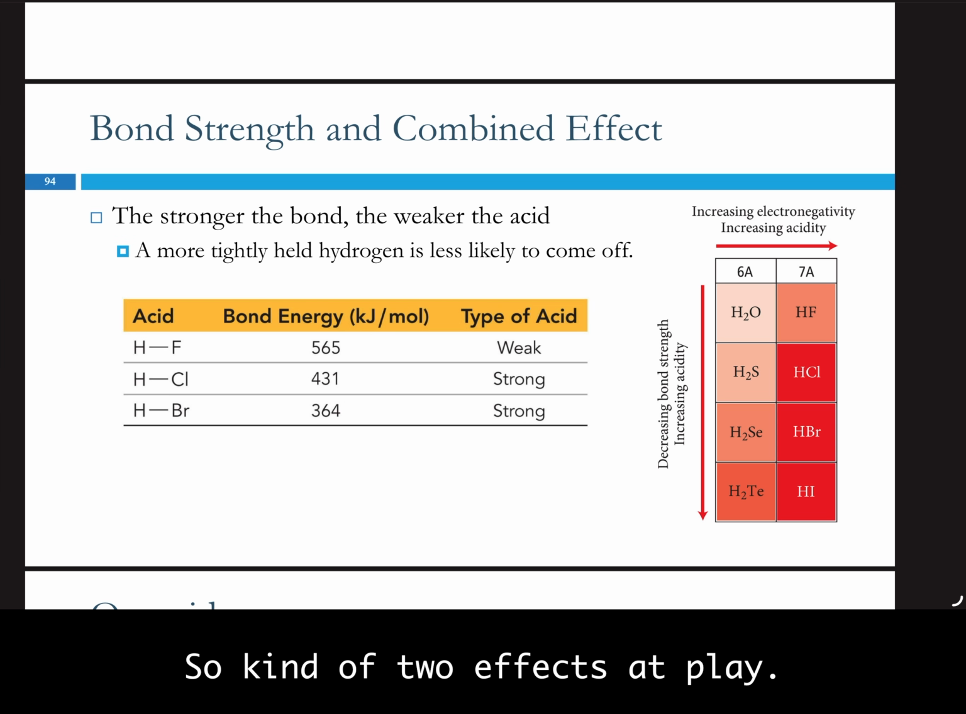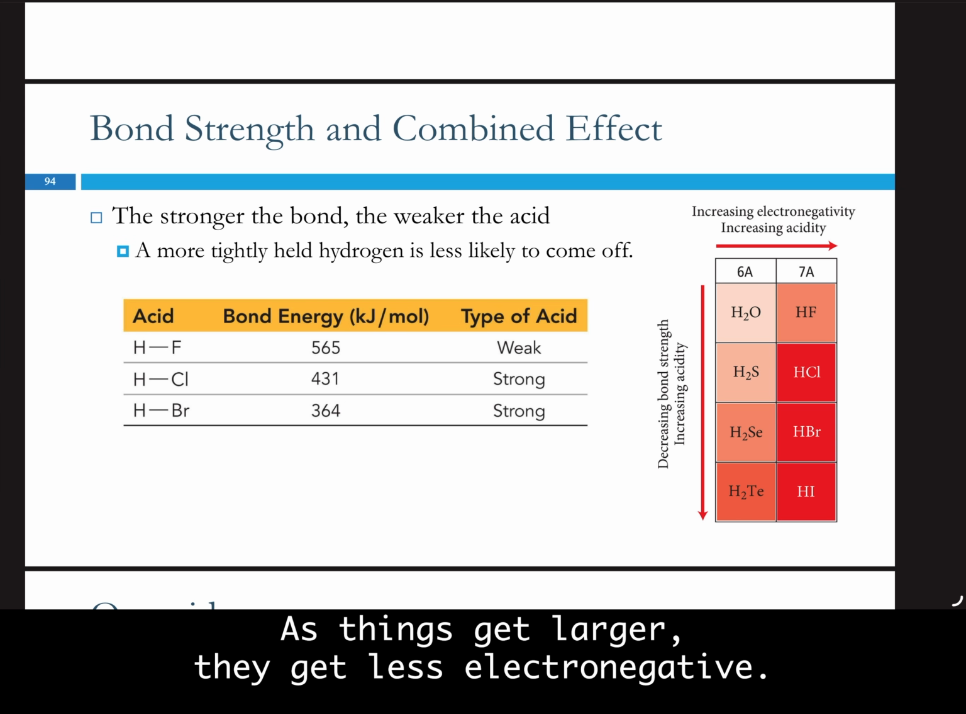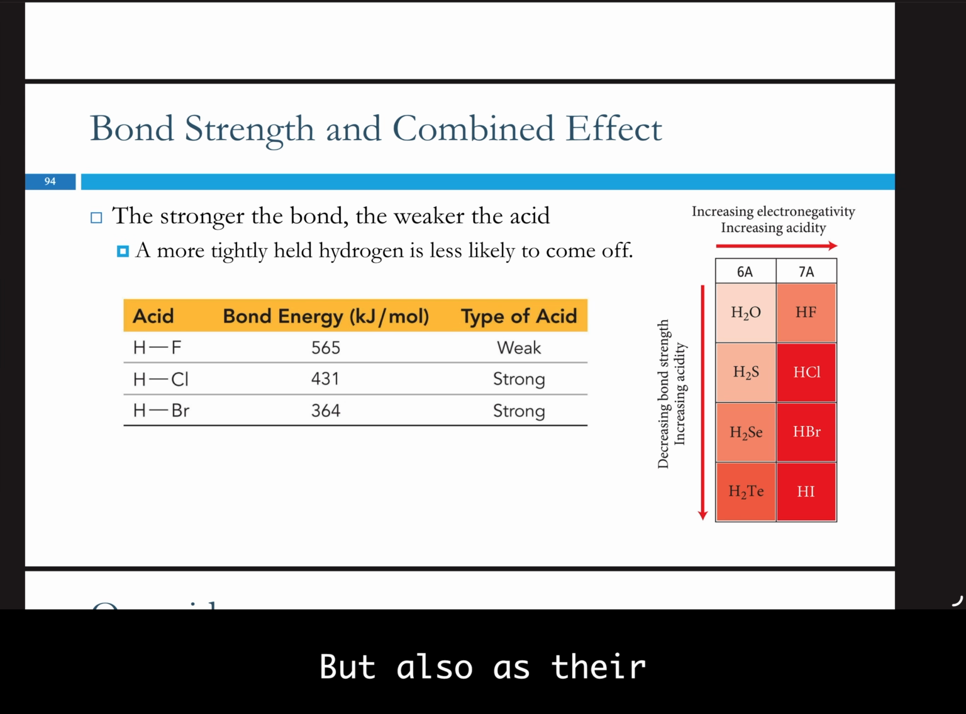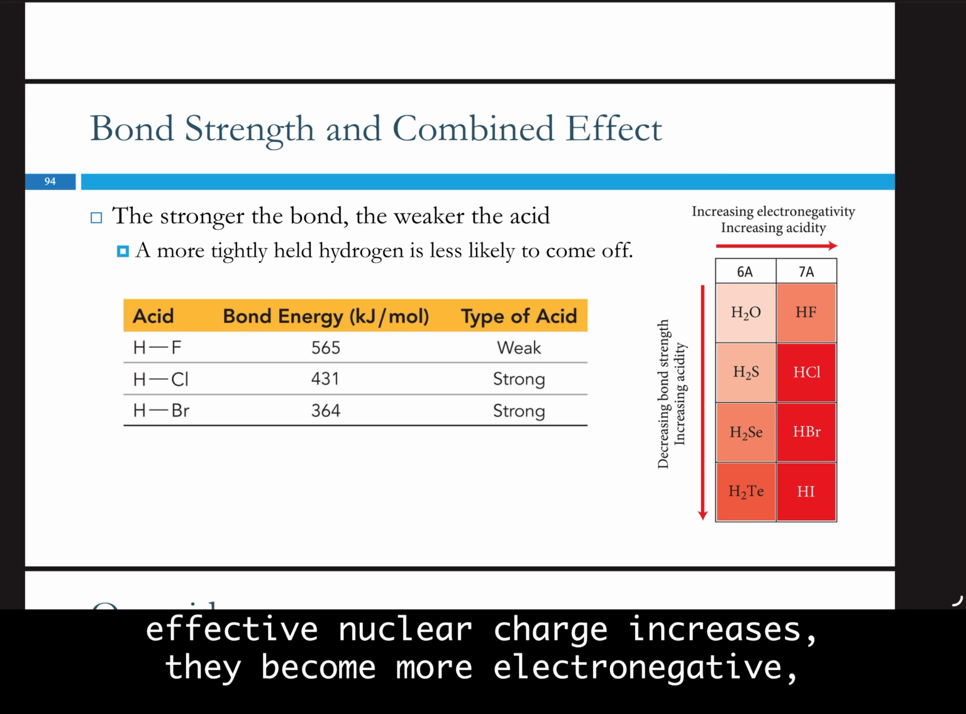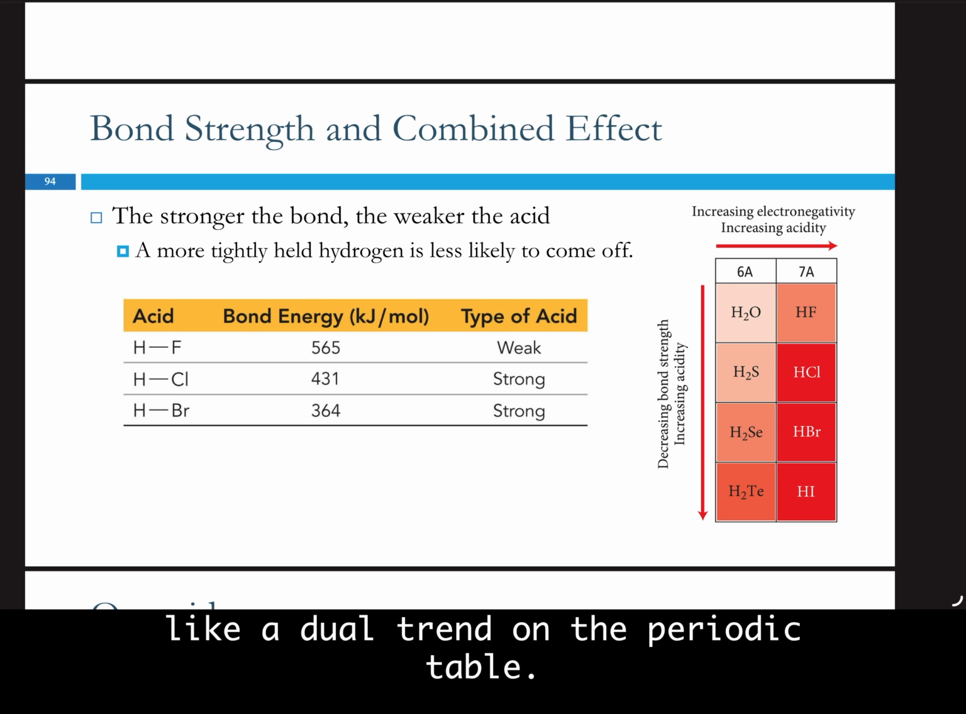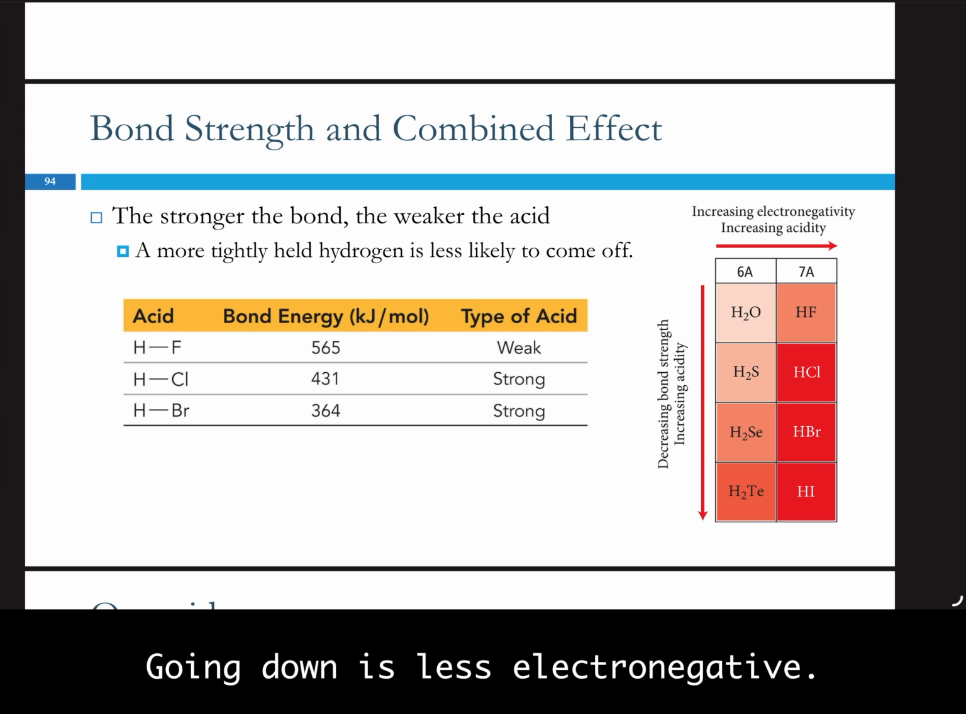So there are two effects at play, very similar to electronegativity in general. In terms of size, as things get larger, they get less electronegative. But also as their effective nuclear charge increases, they become more electronegative. We've got a dual trend on the periodic table. Going down is less electronegative, going left is less electronegative.